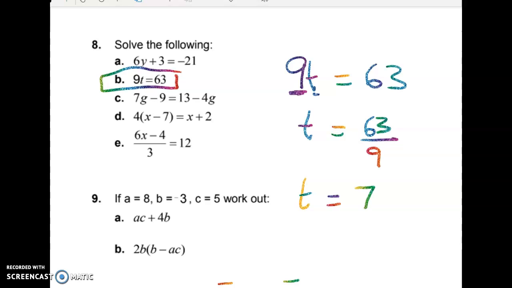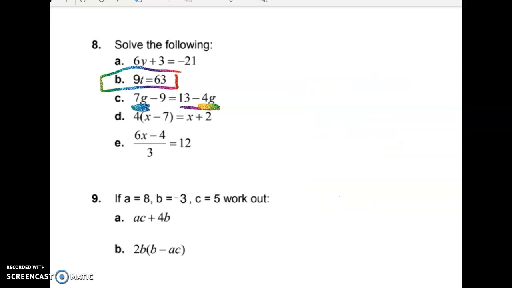Now question C is a little bit of a step up because you can see that I've got a variable g. I've got 7g take away 9 here. But this time I've got g also popping up on the right hand side. So my idea is that I do things to both sides, keeping it balanced so that I have all of the variables on one side and all of the numbers on the other side. So it's going to go like this.